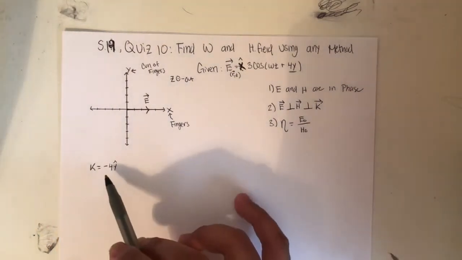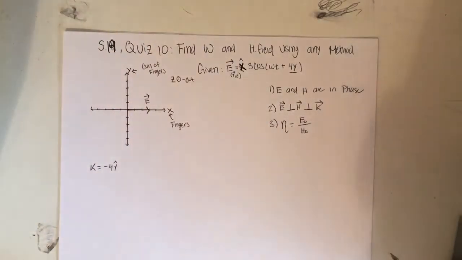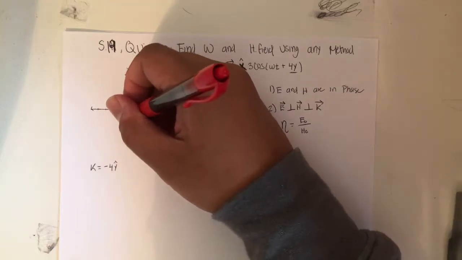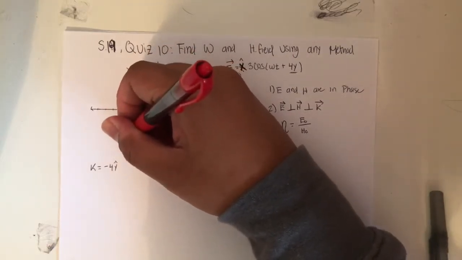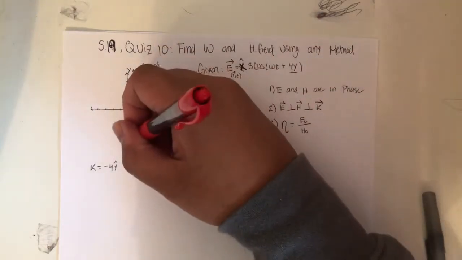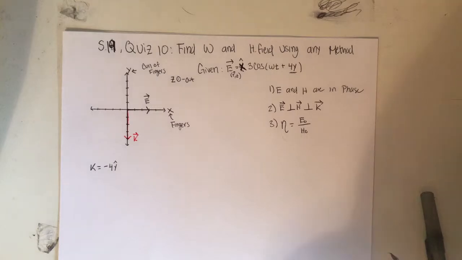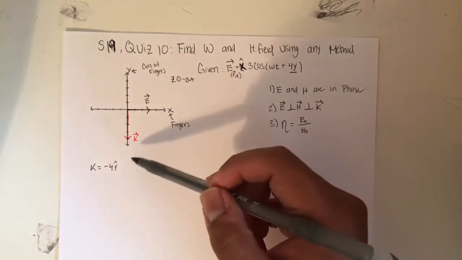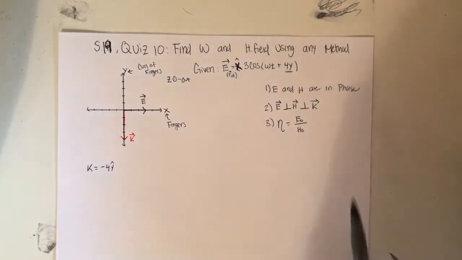So we'll go ahead and plot our K direction here. We'll be going negative 4 in the Y direction. 1, 2, 3, 4. This will be K direction right here. So we know our E direction, we know our K direction. We can now find our H direction, or H field.